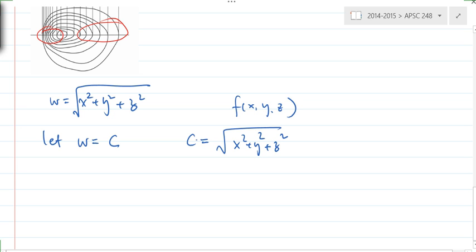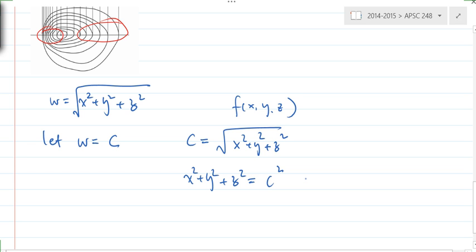So instead of 4 different variables, when we let w equal to c, we end up with just 1, 2, 3 variables. With just 3 variables, we will be able to visualize that in 3D space. If you take the square of both sides, you end up with c squared. If you give c a certain value, what will the surface be? It's a sphere, right? This represents a sphere.